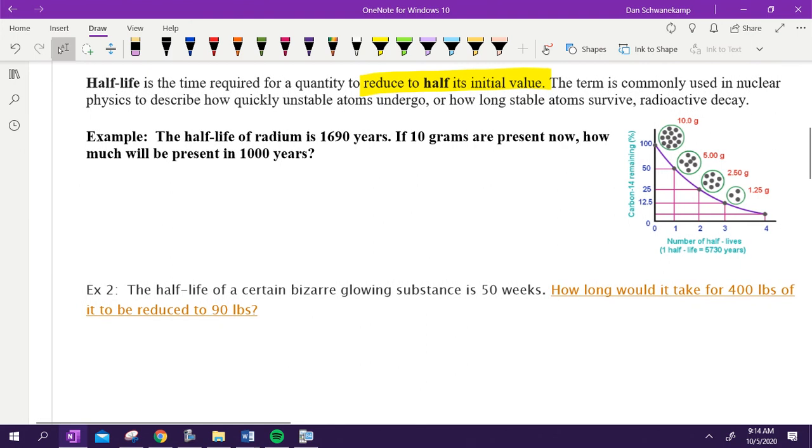So here we go. It says the half-life of radium is 1,690 years. If 10 grams are present now, how much will be present in 100 years? When we do half-life, I always suggest cutting your paper in half, because there are two things you need to do here. First, you have to figure out your rate, your K value. And then once we've figured out our K, we can go from there.